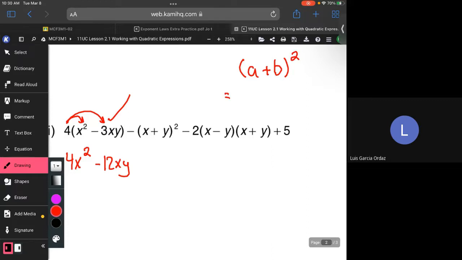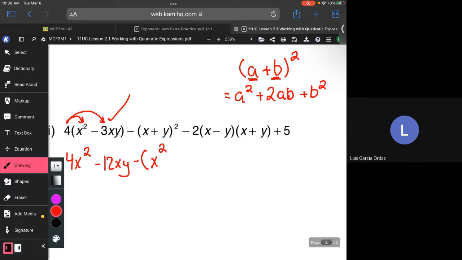Close. You're missing one term. So when we have a bracket all squared, we can take the first term, which is a, and square that. To get my middle term, I have to multiply a and b together and multiply it by 2. And my last term is just taking whatever b is and squaring it. So in this case, what is my first value here, x or y? X. So if I square x, what do I get? X squared.